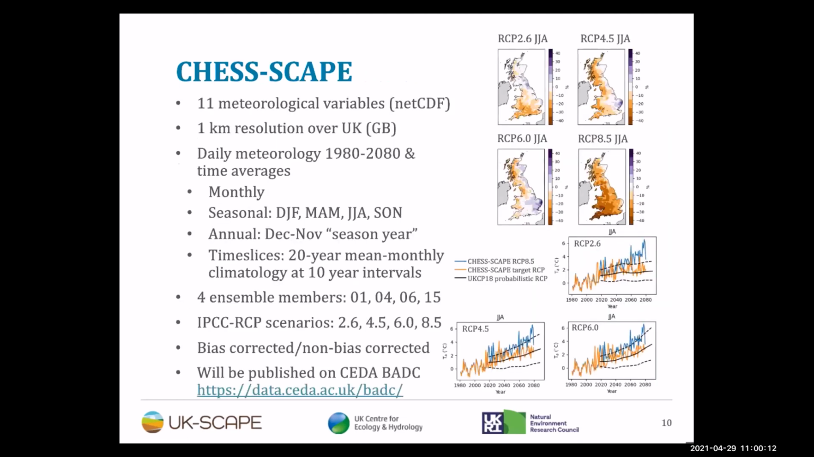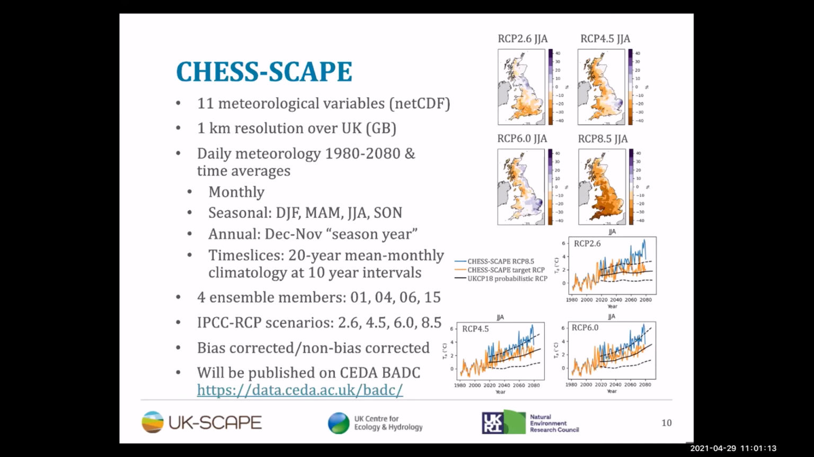Next slide, please. So, just a bit of a summary of our data set. We've produced CHESS-SCAPE, which is 11 meteorological variables in NetCDF format, at 1 kilometre resolution over the UK. It's daily meteorology from 1980 to 2080, but we have also produced different time averages. We've produced monthly averages, seasonal for winter, spring, etc. We've produced annual averages, which should be noted go from December to November, not from January to December, because of the way the climate model runs, to make sure that we capture all of the data in the climate model. And we've also produced what we're calling time slices. These are 20-year mean monthly climatologies at 10-year intervals, so from 1980 to 2000, then we calculate the mean monthly values from 1990 to 2010 and so on. Those are, for example, being used in our land use modelling.